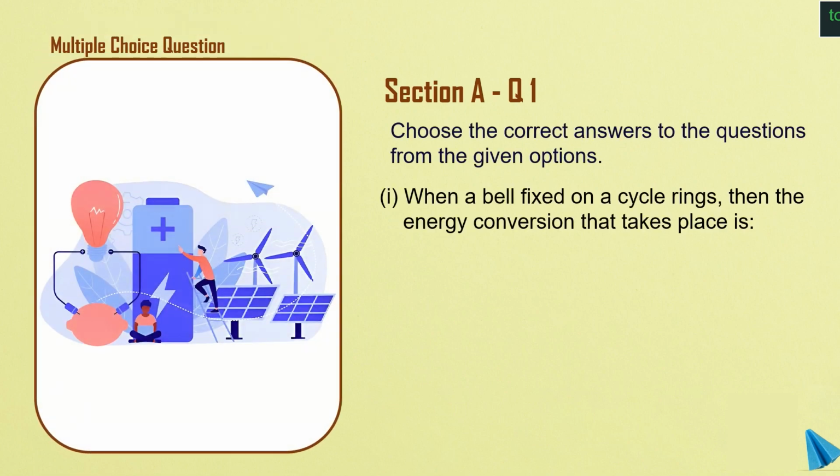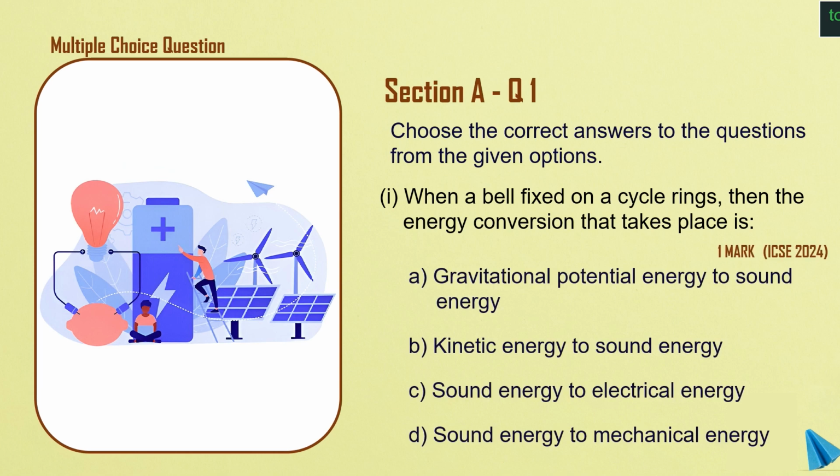That is the very first question. It says, when a bell fixed on a cycle rings, then the energy conversion that takes place is, four options are given: gravitational potential energy to sound energy, kinetic energy to sound energy, sound energy to electrical energy, and the fourth option is sound energy to mechanical energy.